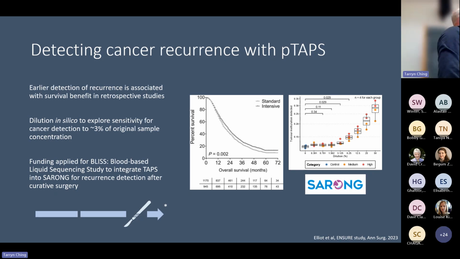And we're currently down to about 3% of the original plasma cancer concentration and still able to make a significant detection rate. So we're quite optimistic this will be a highly sensitive test for recurrent cancer, which is something we'll be testing in the coming couple of years.